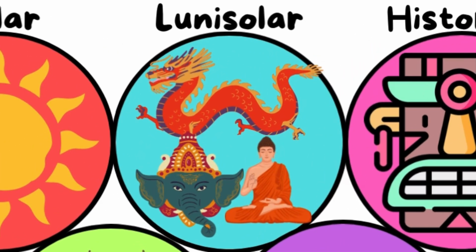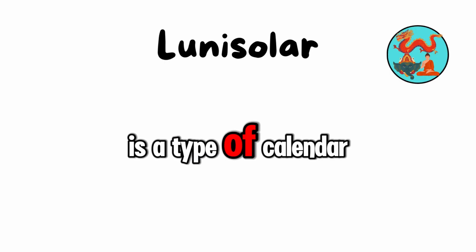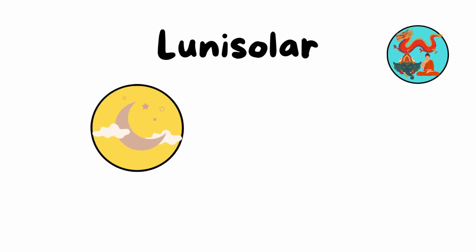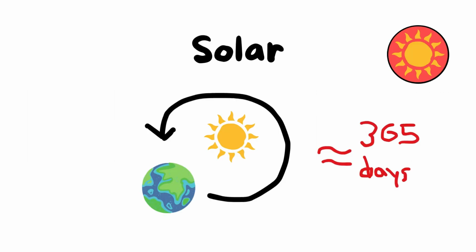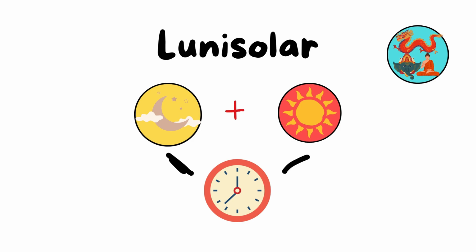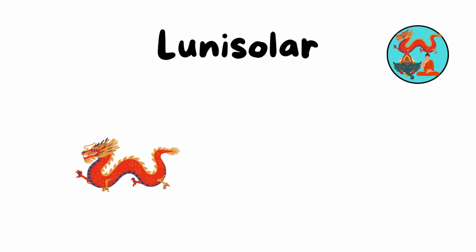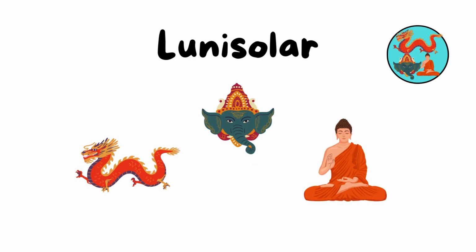Lunisolar calendar. A lunisolar calendar is a type of calendar that combines both lunar and solar systems to measure time. It aligns itself with the phases of the moon while also keeping the months synchronized with the solar year. This calendar type is essential in cultures where both the lunar and solar cycles hold significant cultural or religious importance.